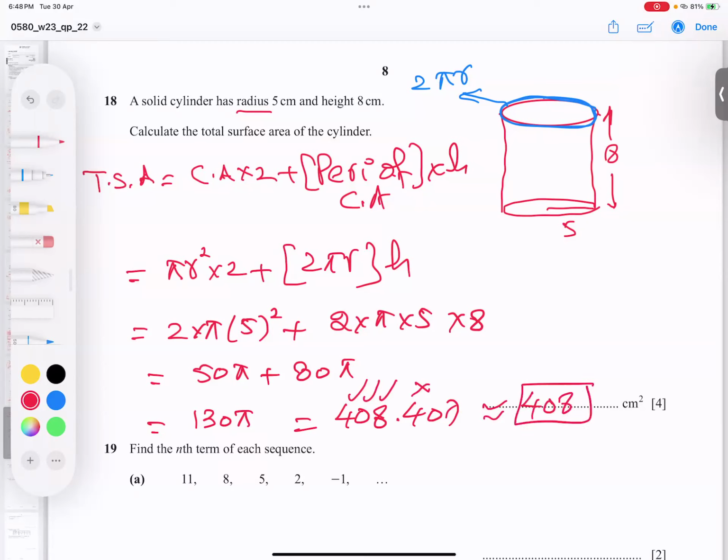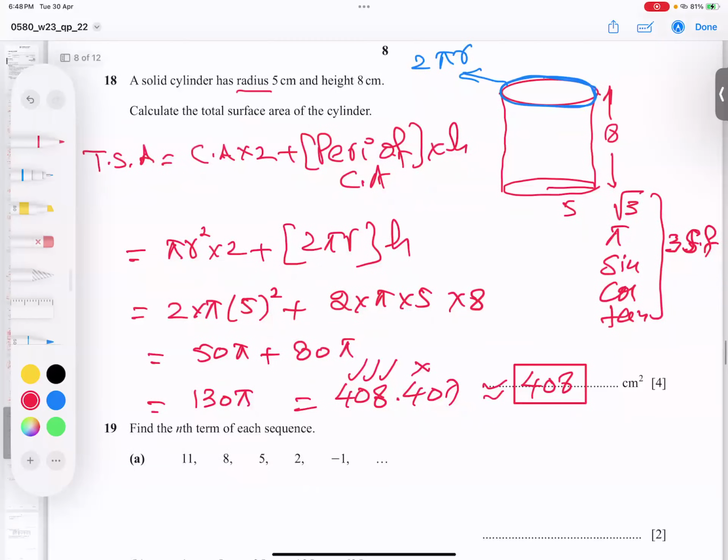Let me tell you one thing: those questions involve pi, sine theta, cos theta, tan theta, or a root part, for example root 3, we must write them as they are, because they are recurring numbers. They never stop. They never give you an exact value. So that is why. Let's go for the next.